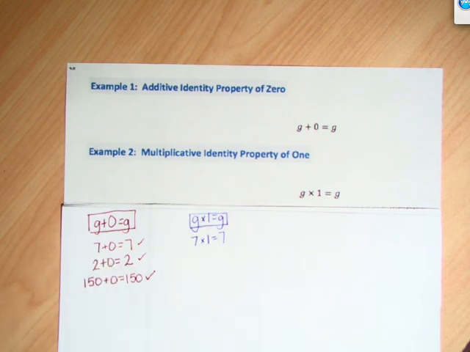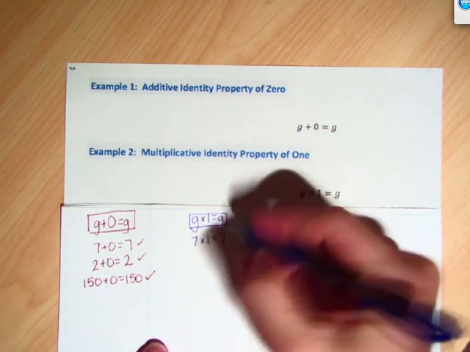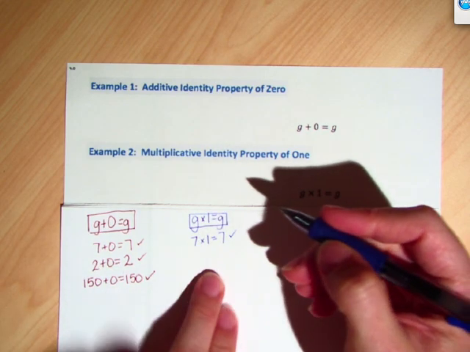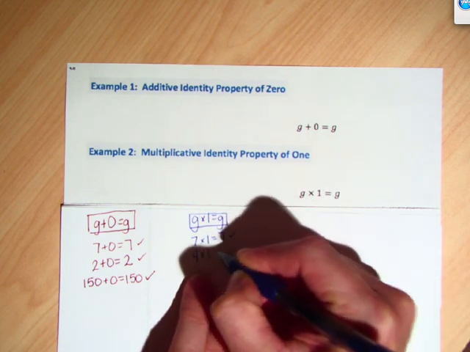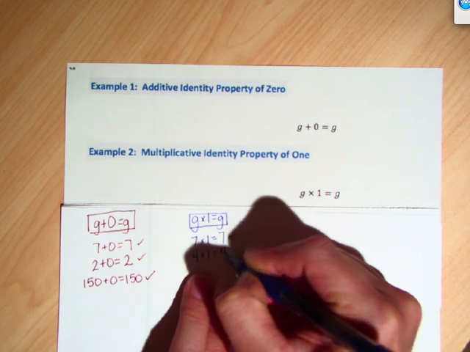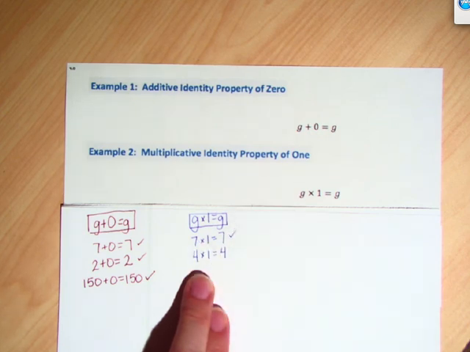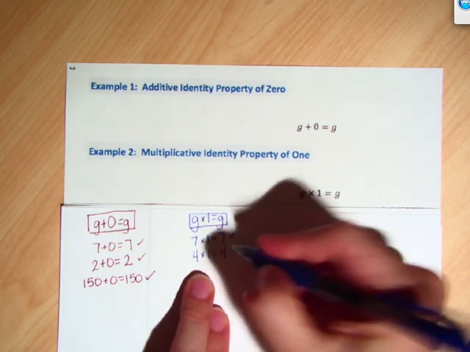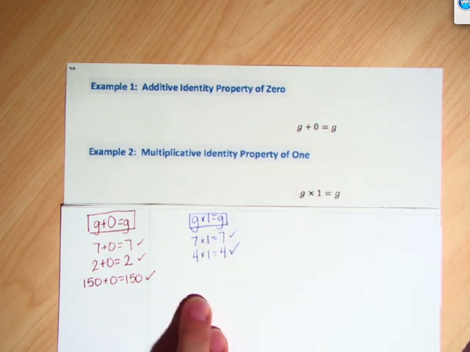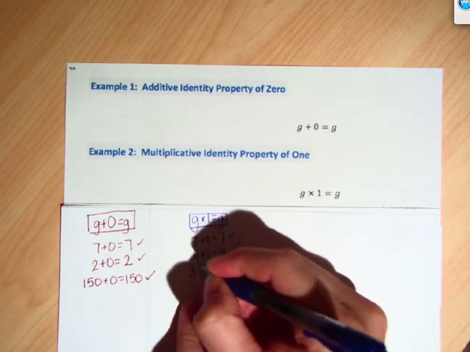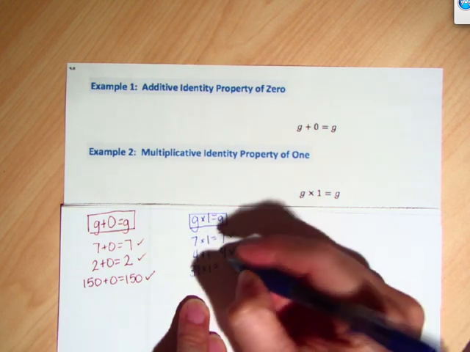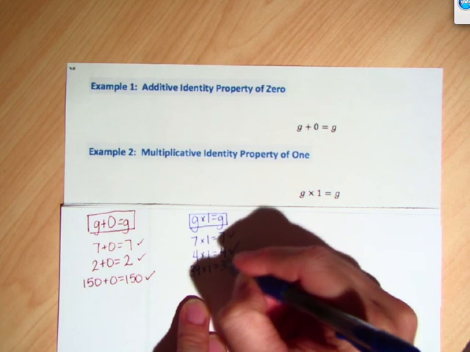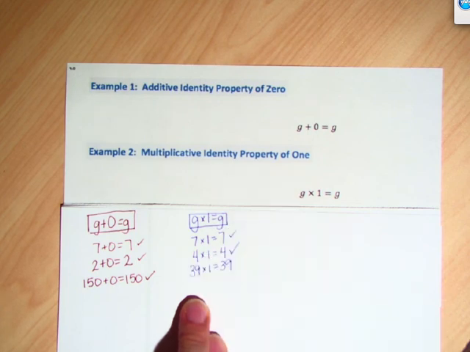Does that work? Yes. All right, I'm going to switch it up now. Let's do 4. 4 times 1 equals 4. Does that work? Yep. I'm going to try a bigger number. I'm going to do 39. No idea where these numbers are coming from, by the way. Okay, 39 times 1 equals 39. Is that true?